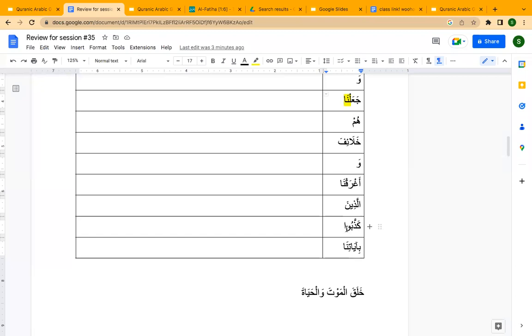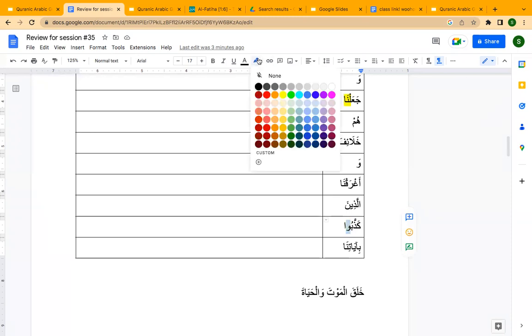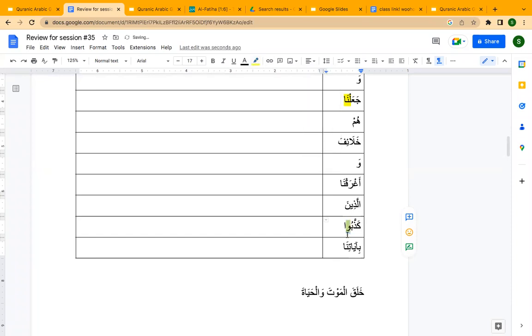Kazzabu. What do you think about kazzabu? Madi, hum, and who's the doer? They is the doer. Can you see they here? Who wrote they first? Ranas, where is they? Can you see it? Wow, very well done. Barakallahu feek.